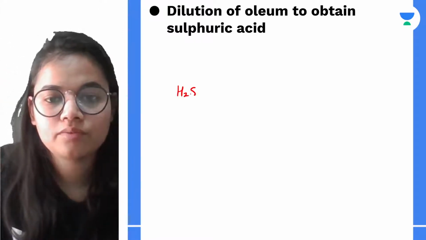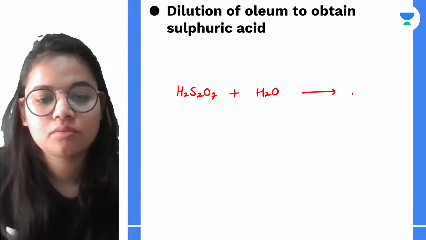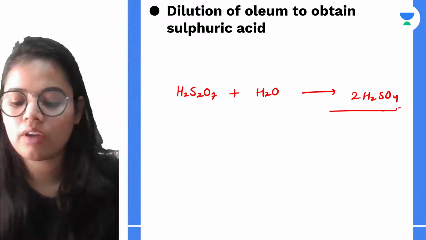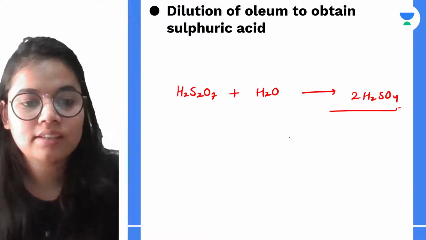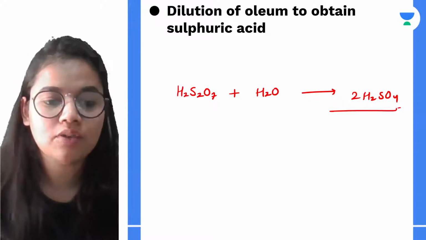So this is what is happening. These are the various steps for the preparation of the sulphuric acid.